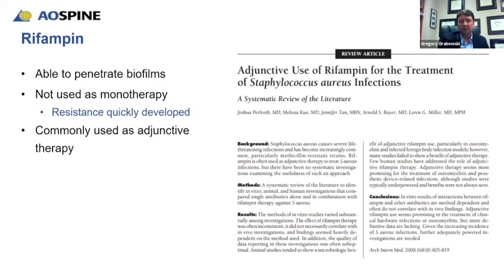In terms of adjuncts, rifampin can act as an adjunct, and the reason that rifampin is cited as an adjunct is because as an antibiotic, it has a very specific ability to penetrate biofilms. Now, rifampin in and of itself is not used as a monotherapy, because when it's used as a monotherapy, antibiotic resistance is quickly developed. But again, it's commonly used as an adjunctive therapy for a case of retained instrumentation, particularly in the setting of Staph aureus, and the concern for biofilm formation, because this can help eradicate early biofilm.